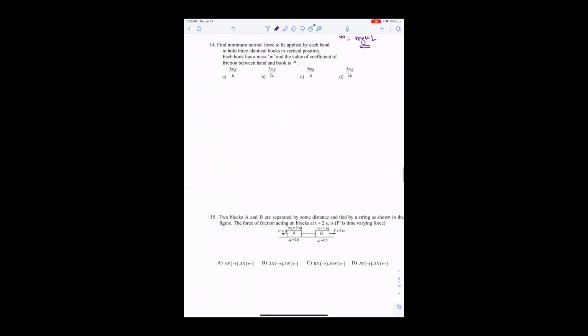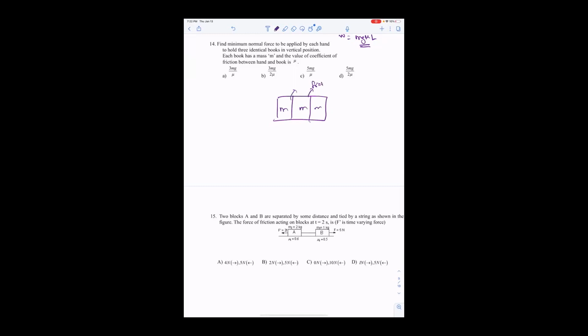Next, 14th one. Find the minimum normal force to be applied by each hand to hold three identical books, mass m each. The value of coefficient of friction between hand and book is mu. So here friction is sufficient. Between the books, friction is sufficient to hold them. But between the hand, suppose you are pushing with 10, here also you should push with 10. If N1 is more than N2, books will move to right or left. So N should be equal. N1 is equal to N2, so that books won't go left or right.